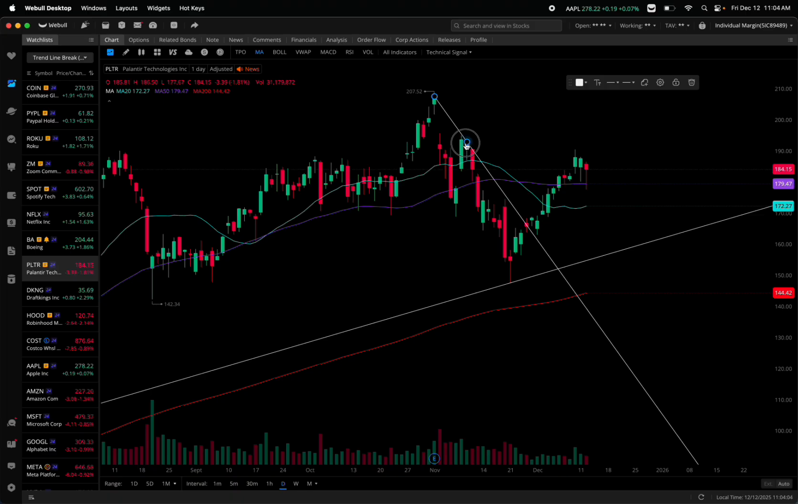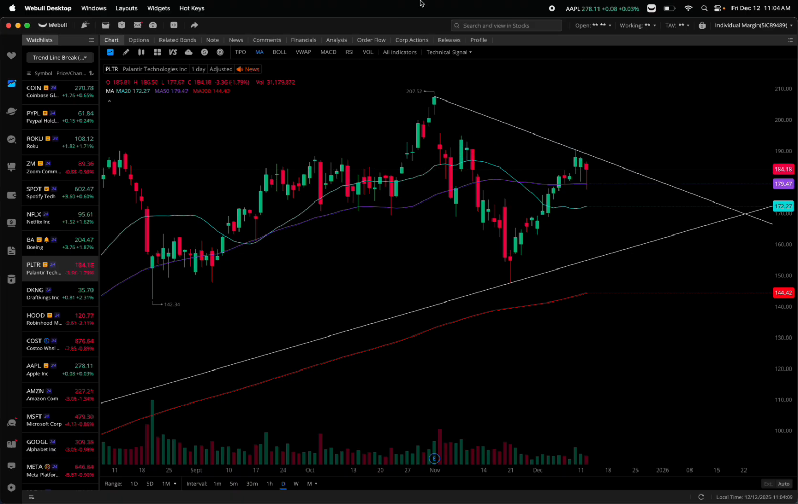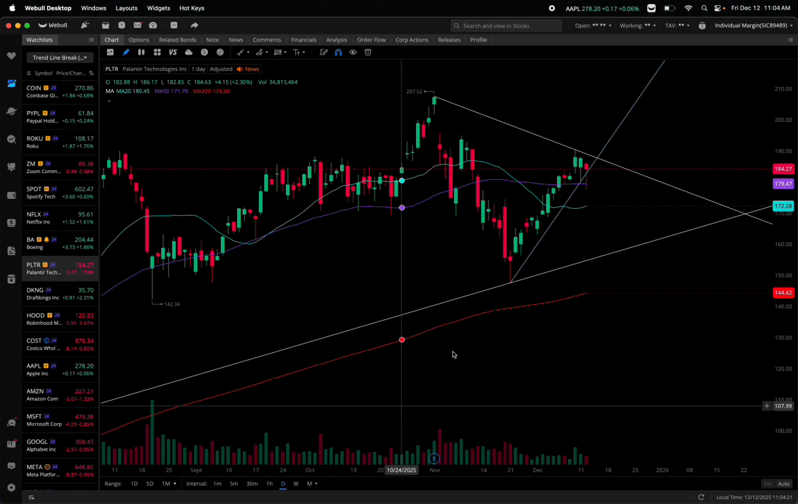Palantir, nothing good on Palantir either. We could adjust this too. Actually, maybe you could draw another trend line here. Let's see if it'll work out. And I do use Ray trend lines here, preferably. Yeah, so not much going on here.